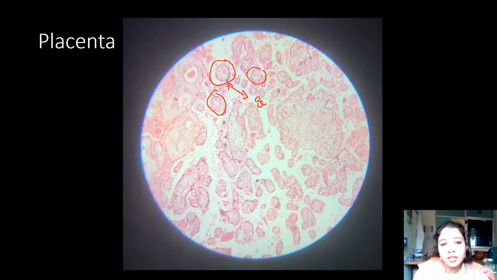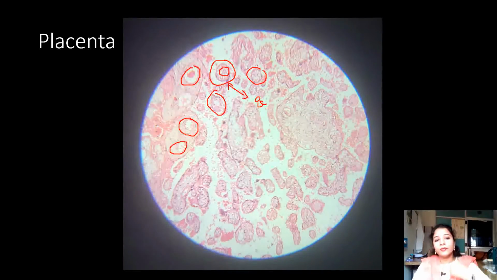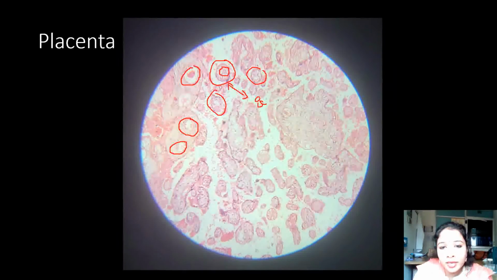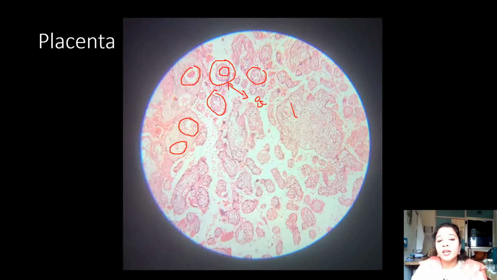And inside the fetal chorionic villi, we can identify the cut sections of blood vessels very nicely. By seeing the blood vessels, we can identify it as a tertiary villus. These blood vessels are lined by simple squamous cells, called endothelium, resting on a basement membrane. And between these blood vessels, the connective tissue present is called mesenchyme, which is derived from extraembryonic mesoderm.